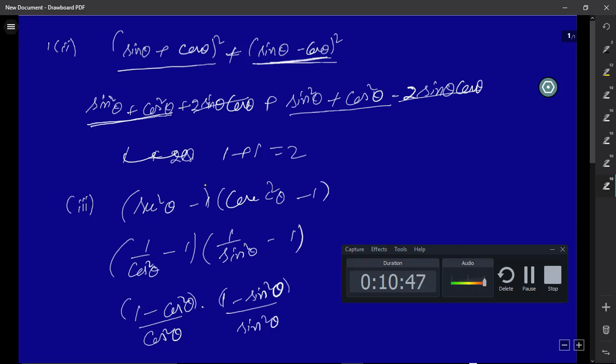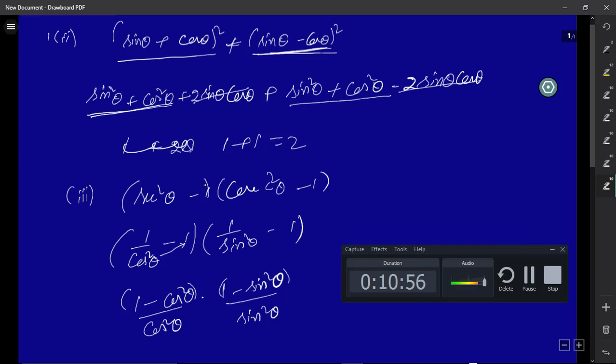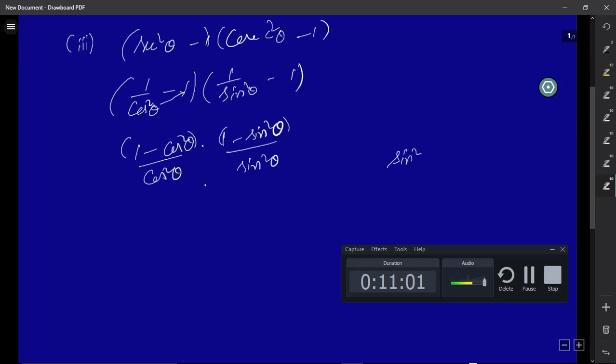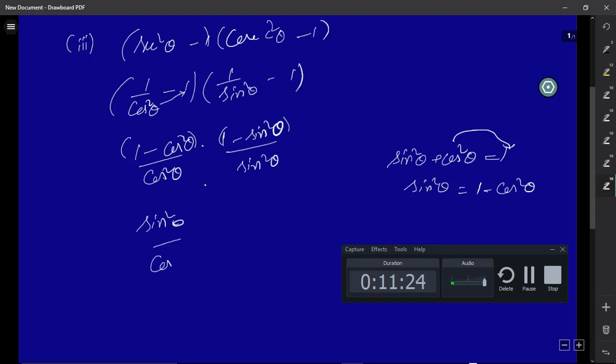So this cos square theta multiplies here and then it divides. 1 minus cos square theta into 1 is cos square theta, so (1 minus cos square theta) by cos square theta. Similarly, (1 minus sine square theta) by sine square theta. We know that this is a trigonometric identity: sine square theta plus cos square theta is 1. So if I take plus cos square theta to the right hand side, I get minus cos square theta, which means sine square theta is 1 minus cos square theta. So in place of 1 minus cos square theta, I can write sine square theta by cos square theta as it is. In the same way, 1 minus sine square theta will be cos square theta.